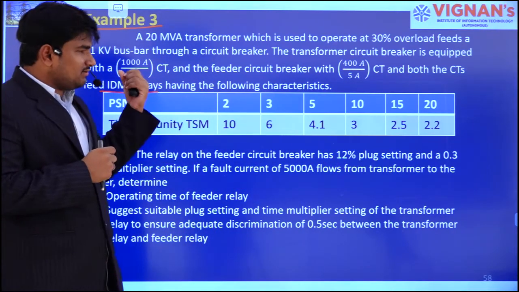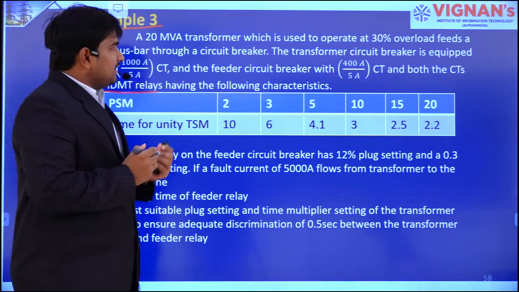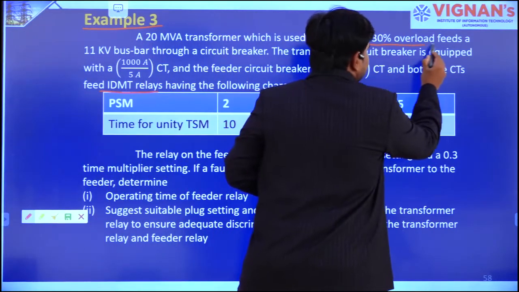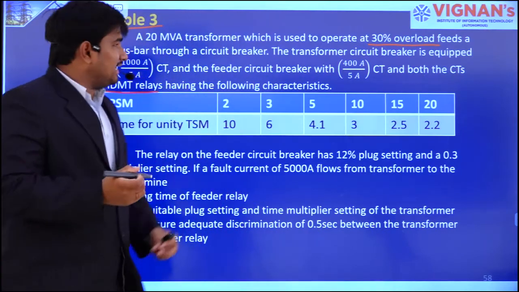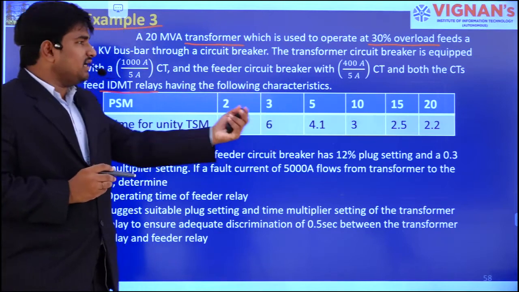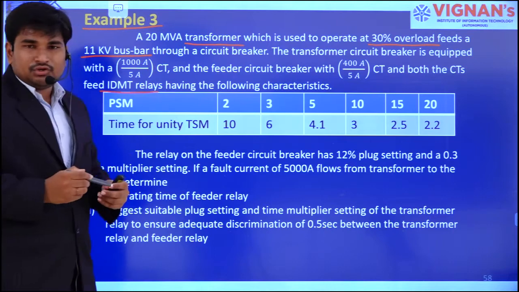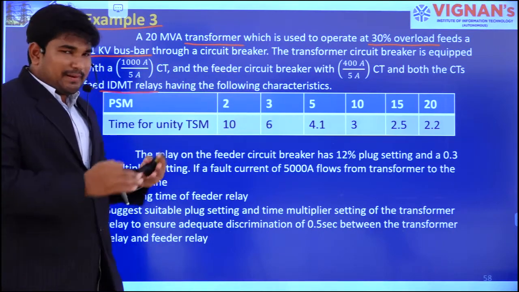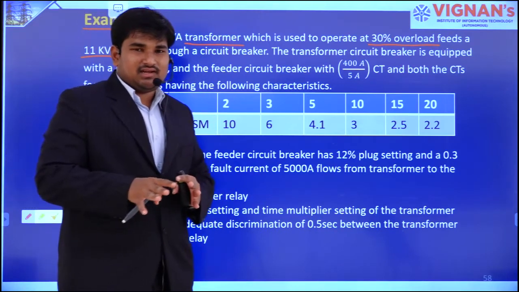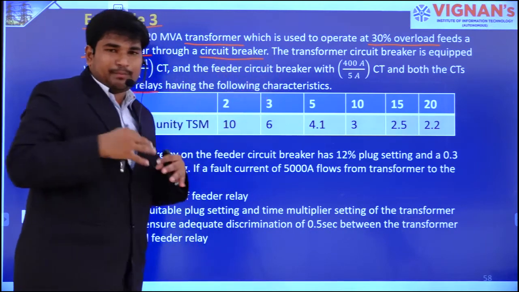Third scenario, here a 20 MVA transformer is used to operate at 30% overloading. That means the transformer is operating at 30% overloading and feeds an 11 kV bus bar through a circuit breaker. Circuit breaker in the sense it should consist of CT, relay and PT as well, right? So that is why I simply call it a circuit breaker.